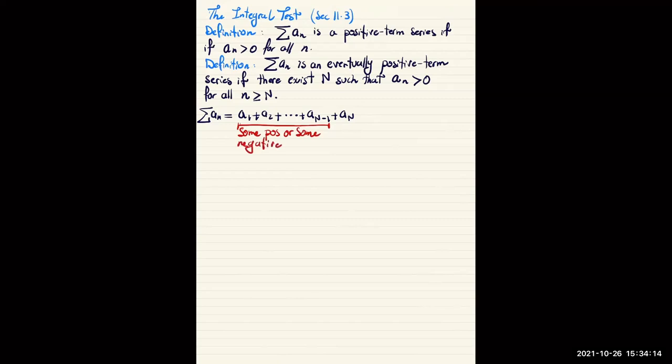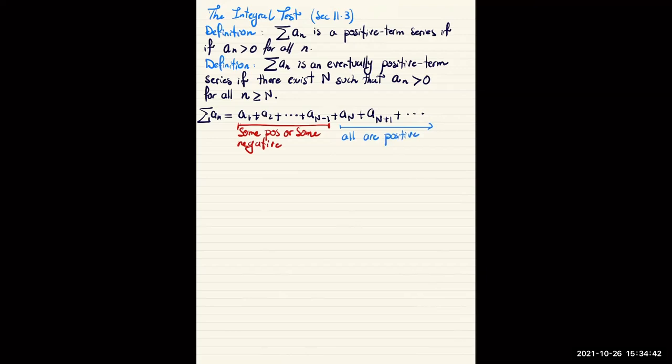Or they can all be negative. Okay, we don't care what happens until A sub n minus 1, but starting at A sub n, all the terms are positive. This happens, we have an eventually positive term series.